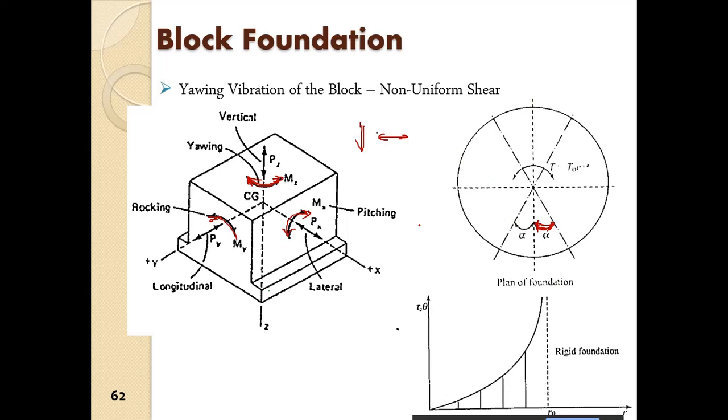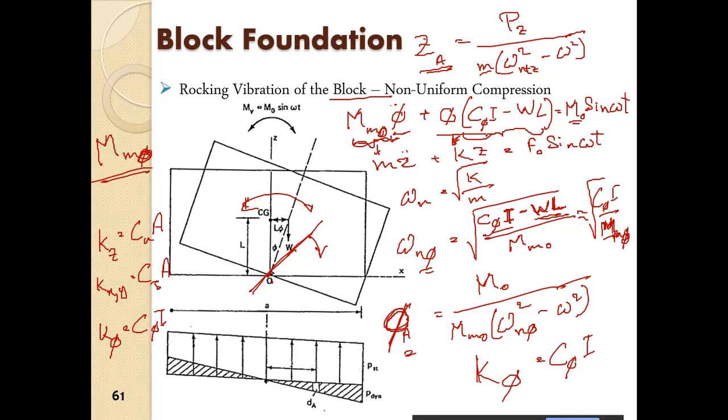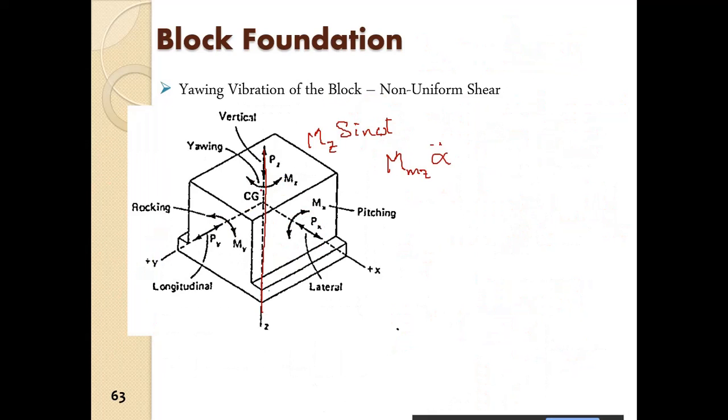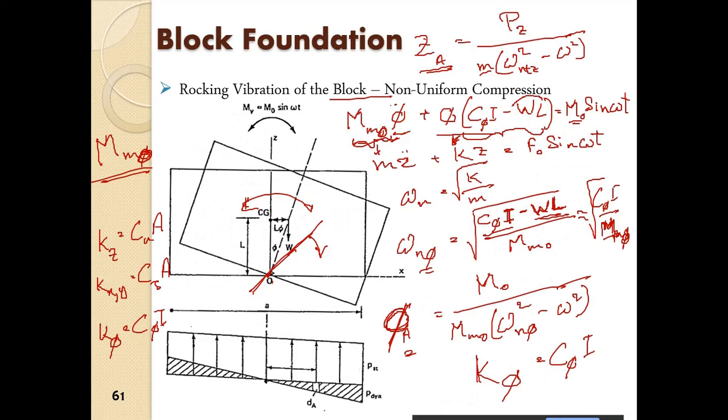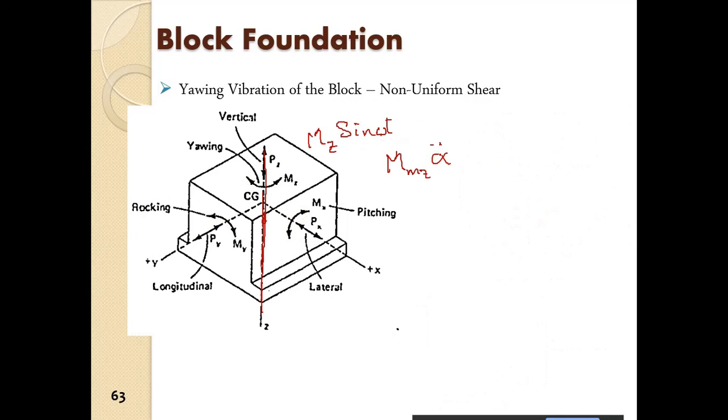As we have written here, in this case we see that the CG is always on this axis, so it is rotating about the CG. The CG is always on this axis and the rotation is about this axis. So this moment will not be there, and we will have only this component, the polar moment of inertia about the z-axis.